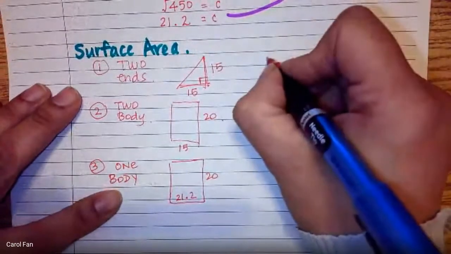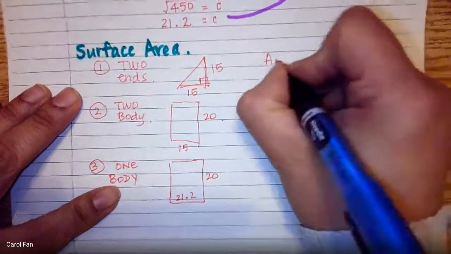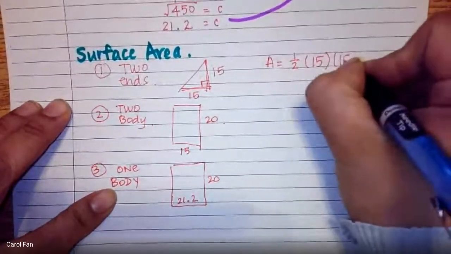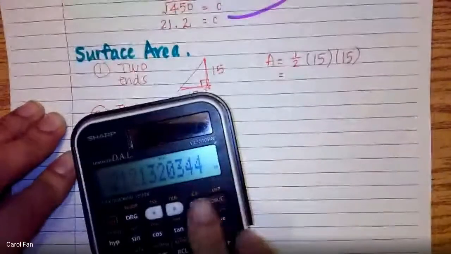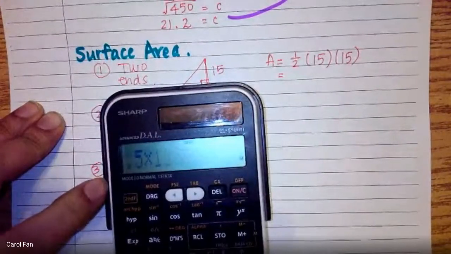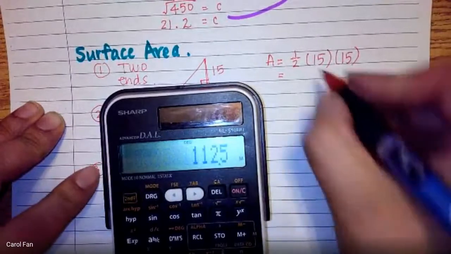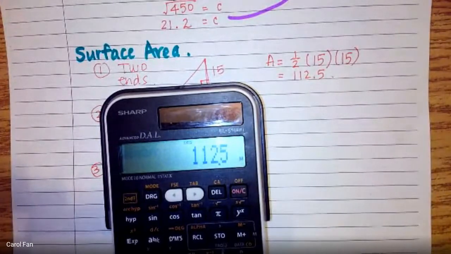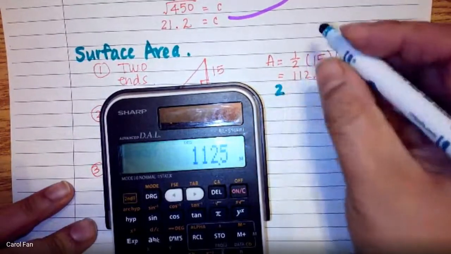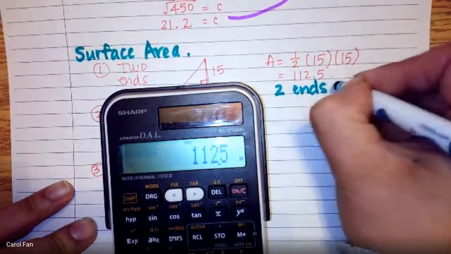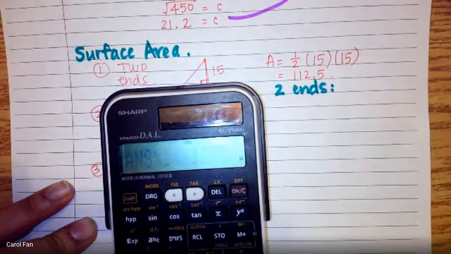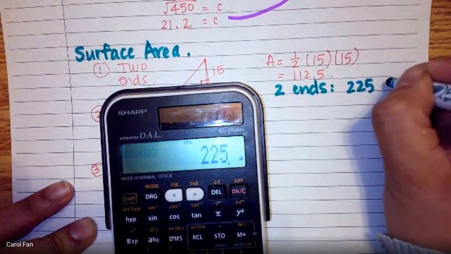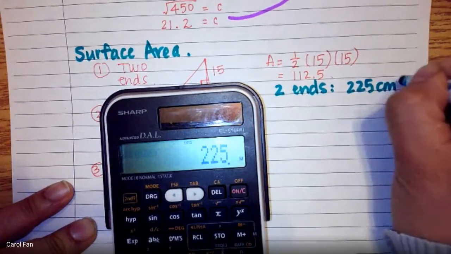So let's calculate my triangle area. I have half times the base times the height. So we have 0.5 times 15 times 15. That gives us 112.5. Now I'm going to double it for two ends. So for two ends, multiply it by 2, 225 centimeters squared.